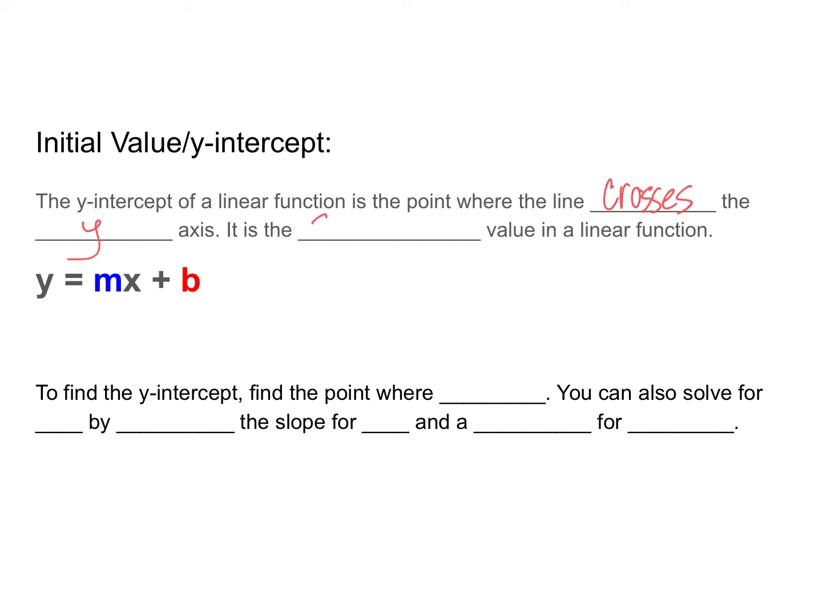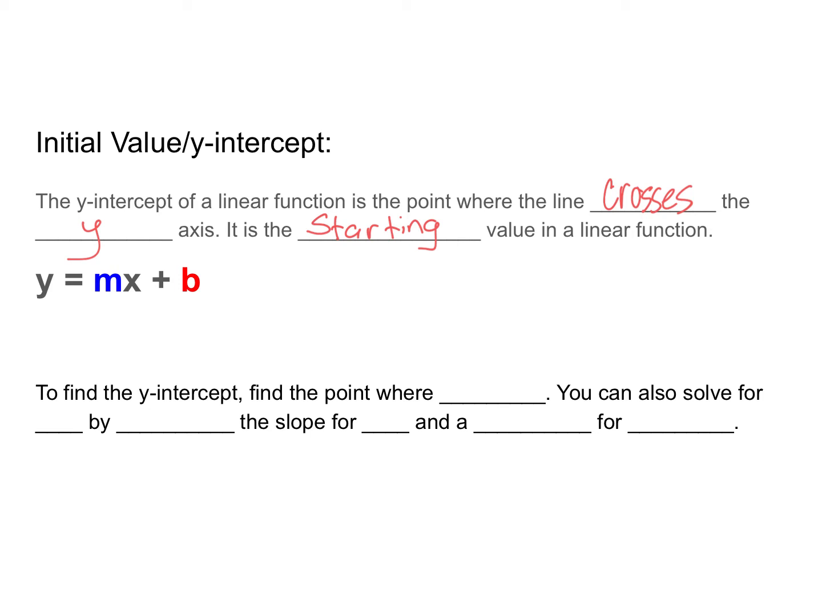That's the starting value in a linear function. So if you have a linear function about Johnny opening a bank account with $250 and he adds $50 every week to that account, that $250 that he started with is his initial value. It would be the y-intercept of your function.